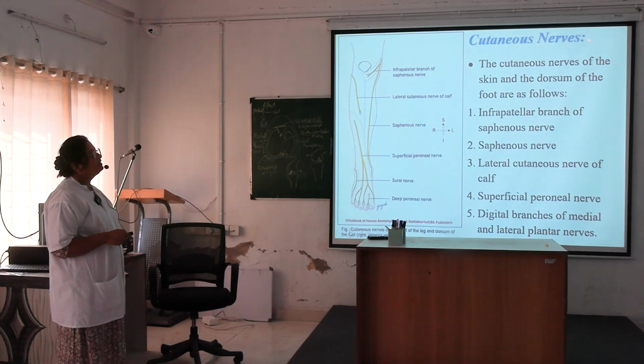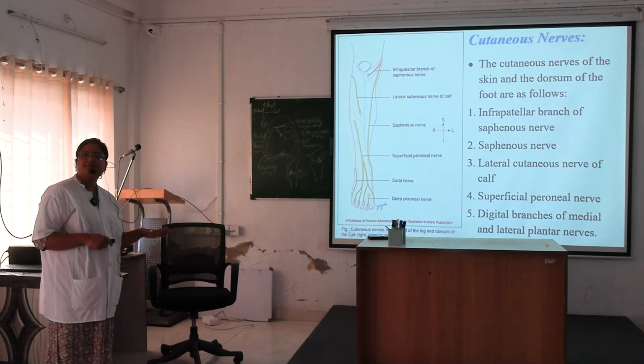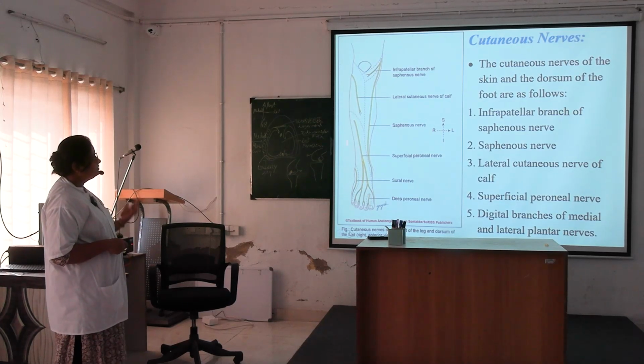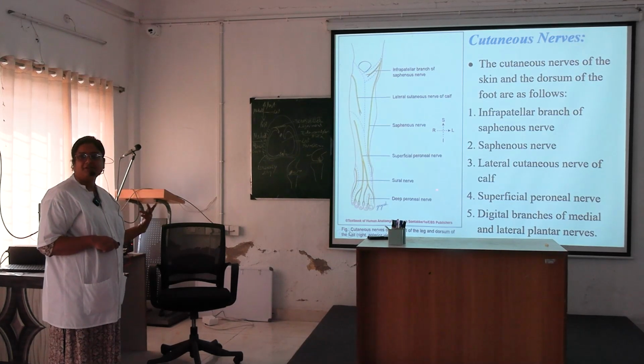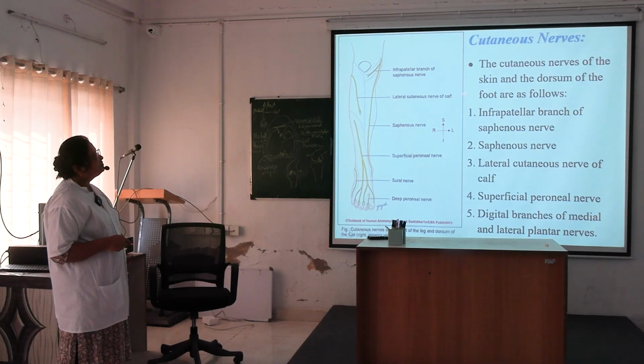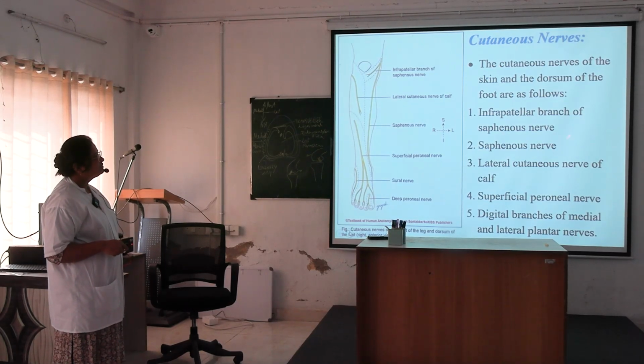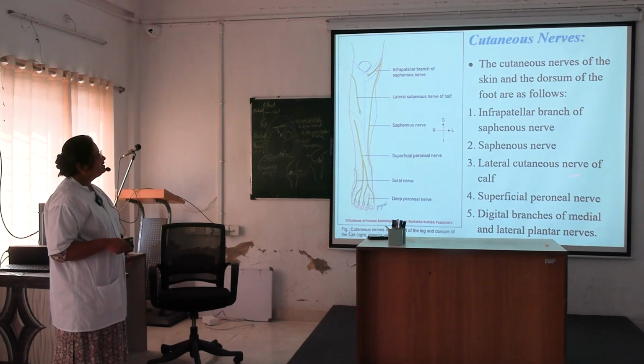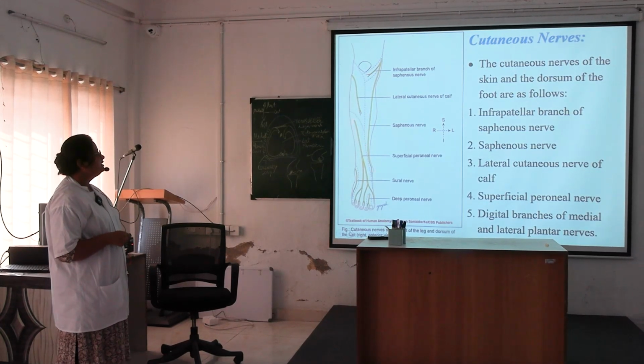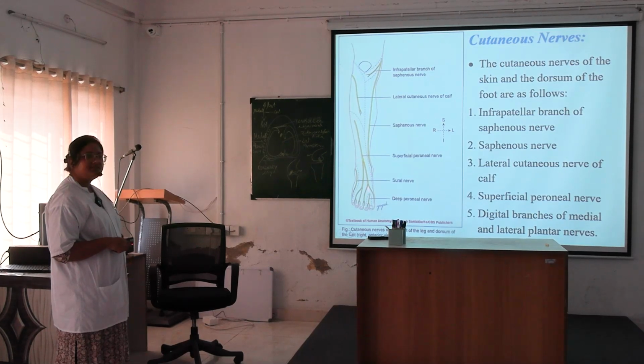Next, we will discuss the cutaneous nerves. These also you will get in the subcutaneous plane. These are fine nerves. This you may see or may not see. So cutaneous nerves of the skin and the dorsum of the foot are as follows. Infrapatellar branch of saphenous nerve, trunk of the saphenous nerve, lateral cutaneous nerve of calf, and superficial peroneal nerve. This is superficial peroneal nerve. It is again divided into medial and lateral branches to give supply to the dorsal digital nerves.